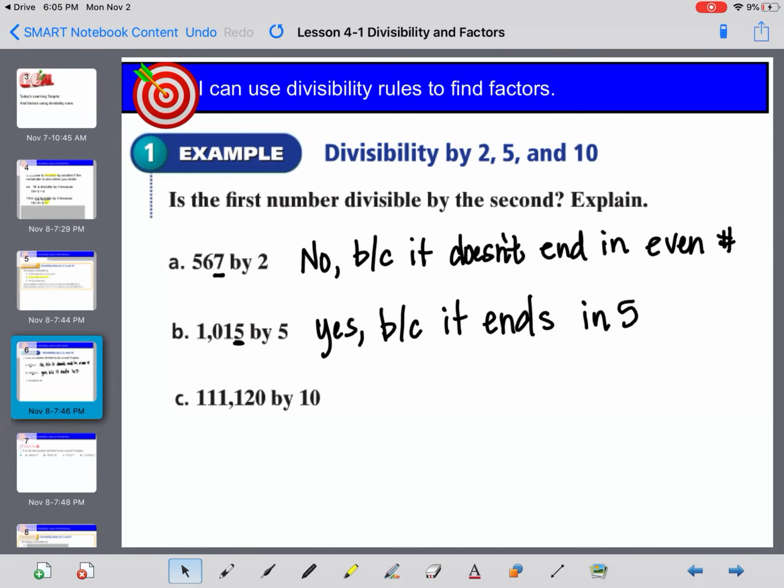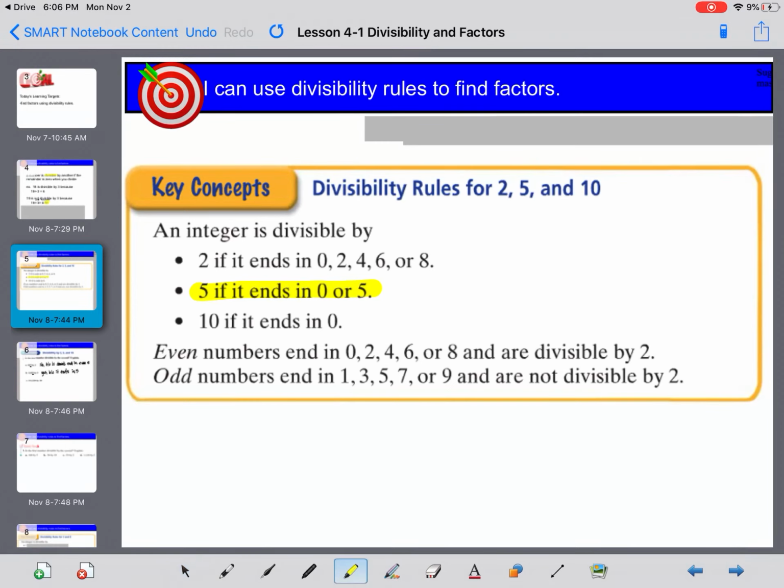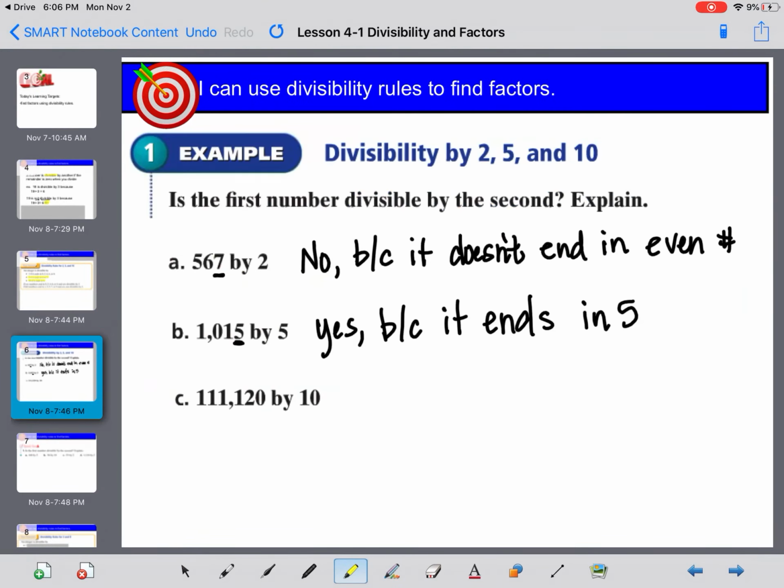Letter C, 111,120. Is it divisible by 10? Well, in our rules, numbers divisible by 10 end in 0. This number ends in 0. So yes, because it ends in 0.